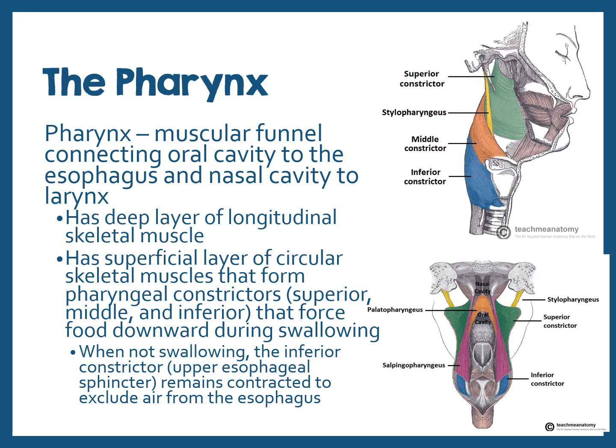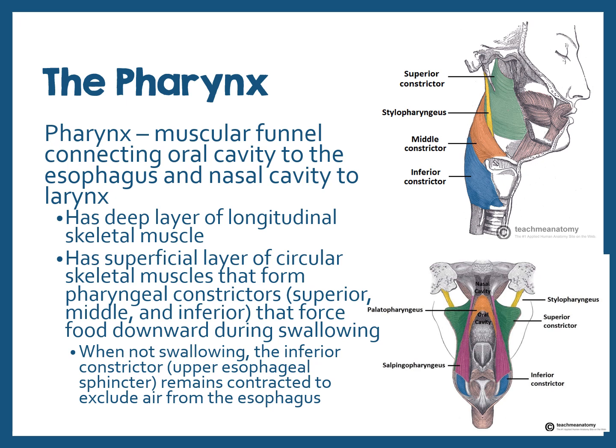It has a layer of longitudinal skeletal muscle that's going to be deep, and more superficial, there's going to be some muscles that form pharyngeal constrictors. There is a superior, a middle, and an inferior. And those will take turns contracting or constricting, which will force food downwards during swallowing.